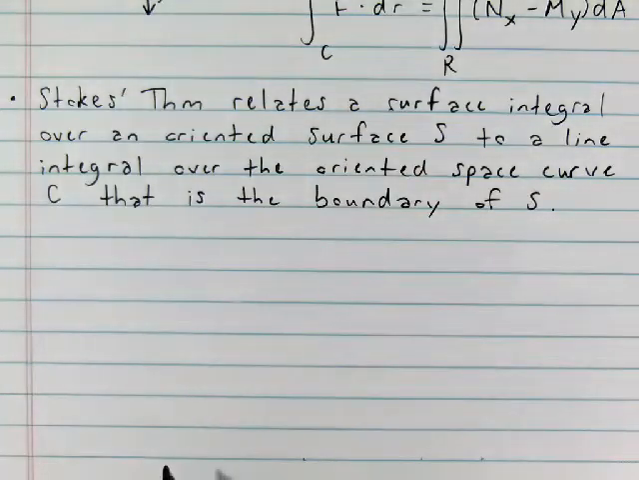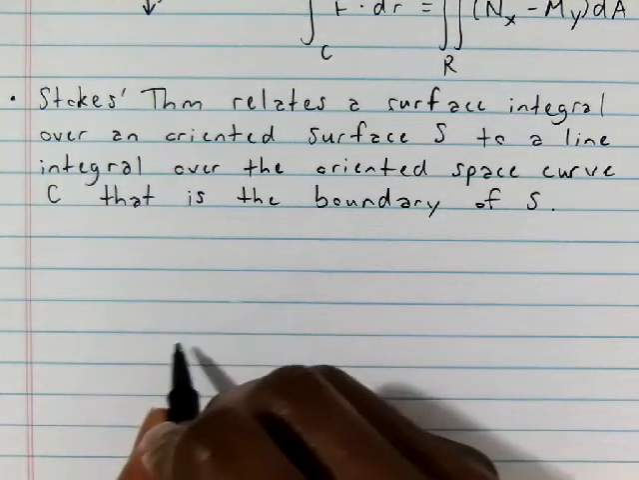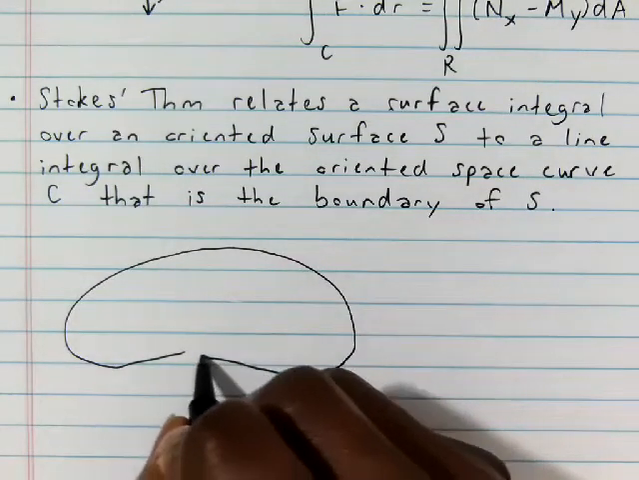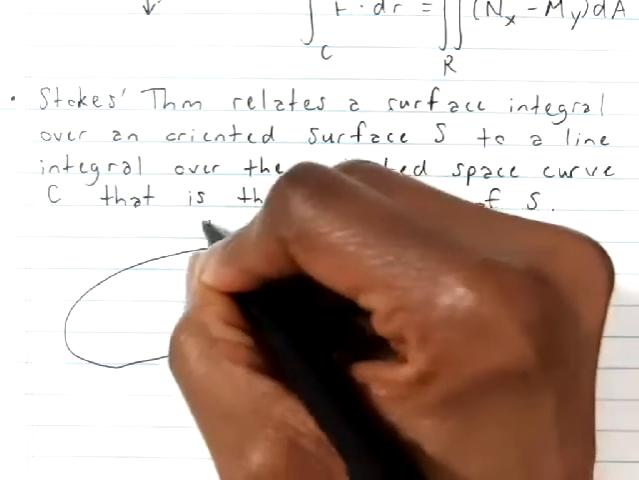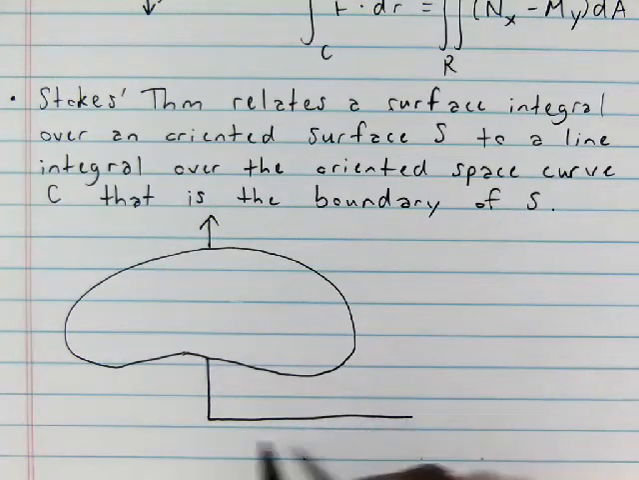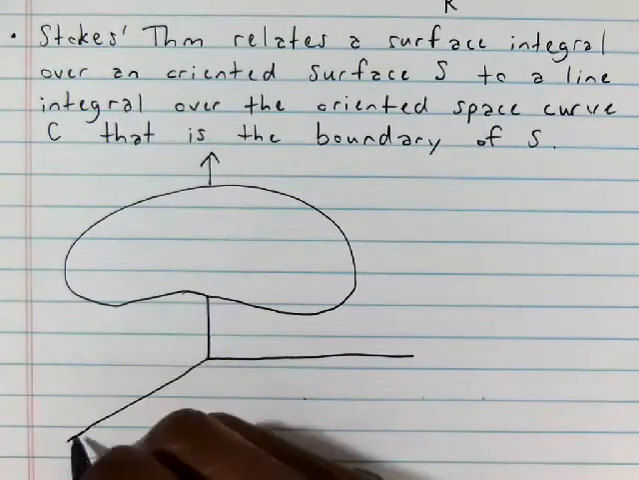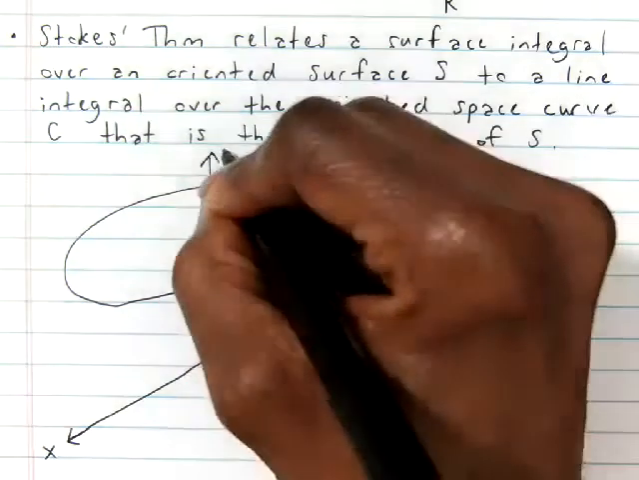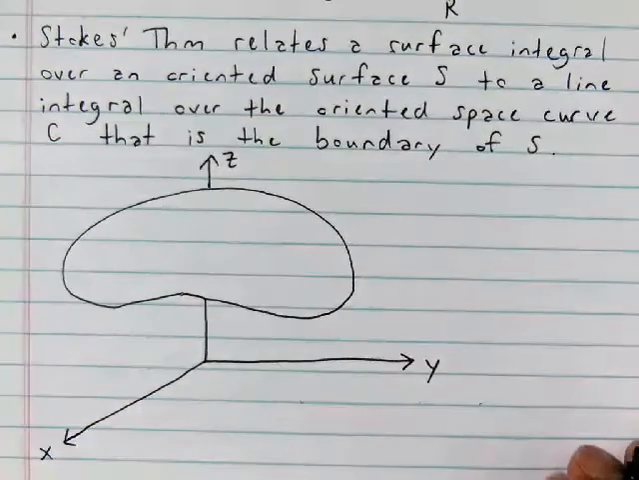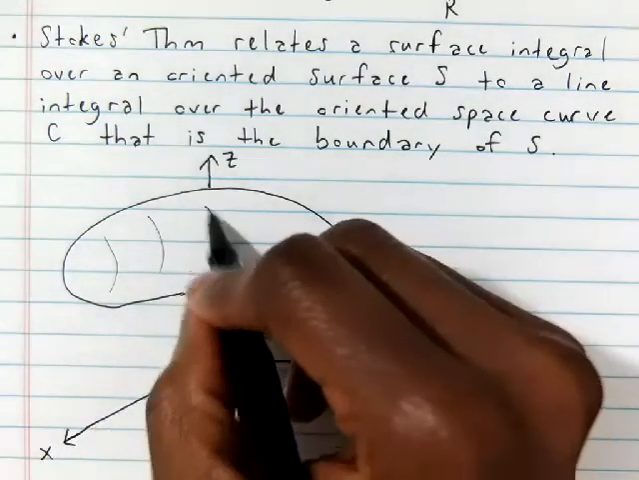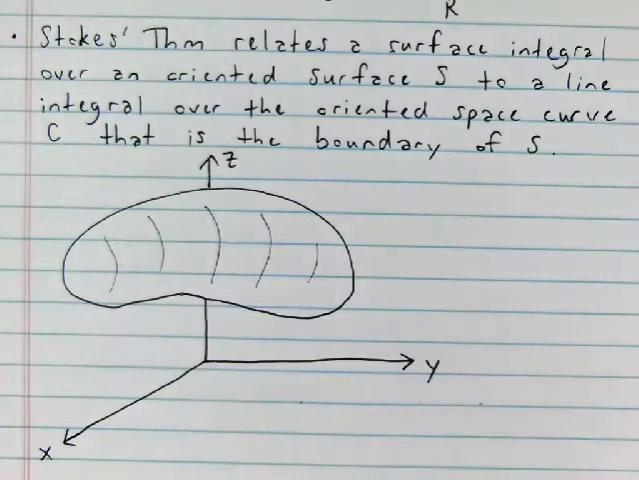So let me sketch my surface first. We're just going to sketch a very easy surface because I don't want my coordinate axes to interfere. So we'll sketch our surface and sketch our coordinate axes behind, and put some little marks to indicate we have a surface there.